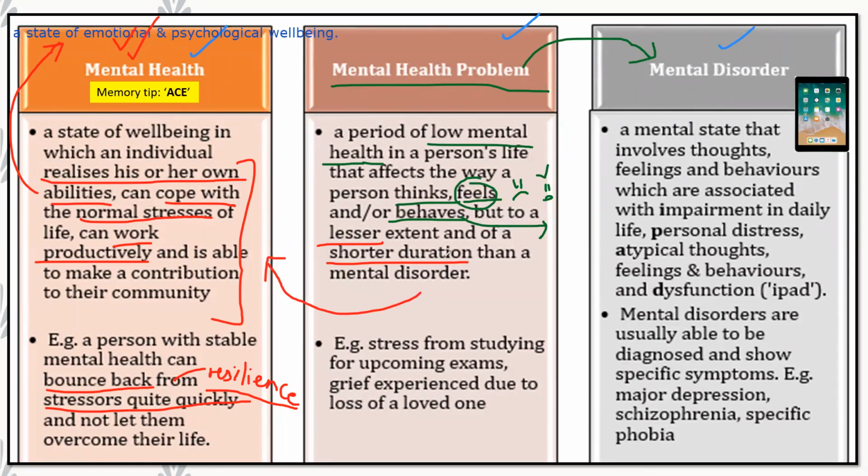So common examples of what can lead to mental health problems are stress from studying for upcoming exams or SACs, okay? Some people, and again, I'm saying some, develop a mental health problem when they lose a loved one. For some people, though, losing a loved one or experiencing the death of someone close to you can actually lead to a full-blown mental disorder.